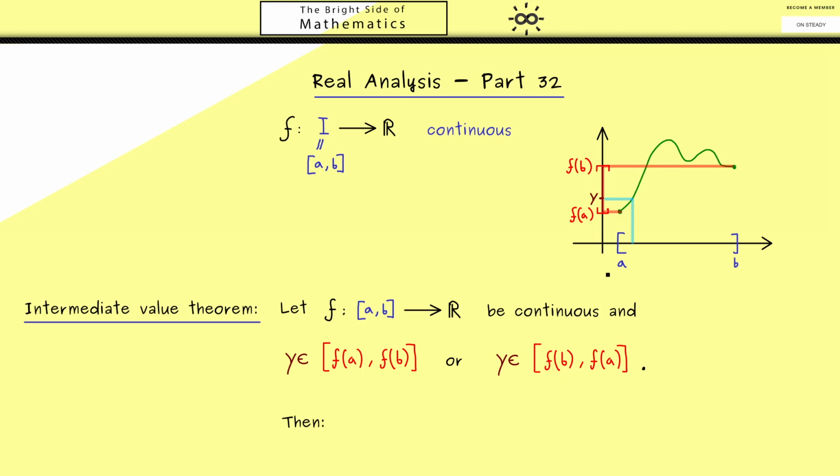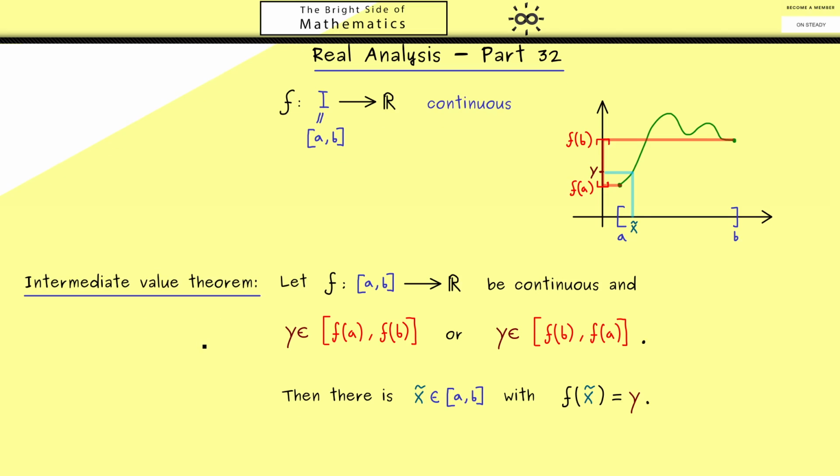For example, in our picture, we can set y through this point. And then the intermediate value theorem tells us there is a corresponding x we call x tilde. It's an element of the interval [a, b] and it is sent to y by f. So f(x tilde) is equal to y. Okay, so this is the intermediate value theorem we'll prove today.